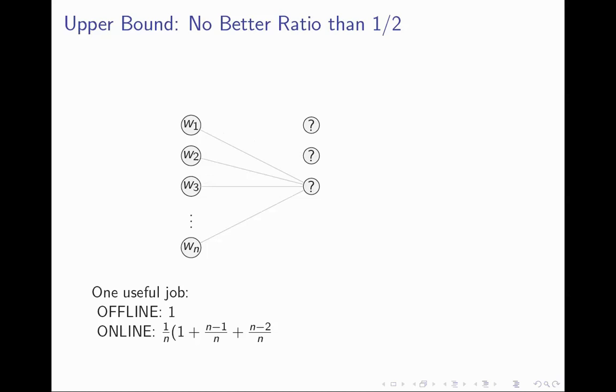We can continue this logic. If the useful job is the third one to arrive, then we get its utility with probability n minus 2 over n.